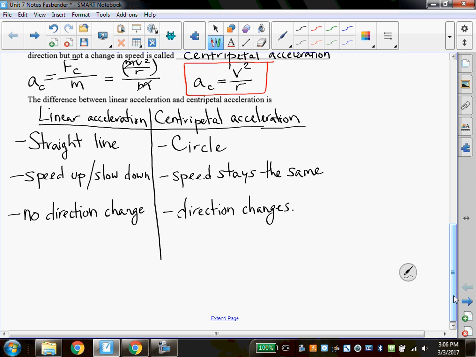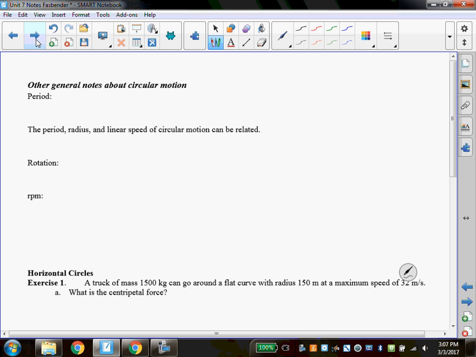So this little table is showing us the differences between linear and centripetal acceleration, right? Why are we accelerating? Is it because we are changing that speed? It must be because of linear acceleration. Is it because we are changing that direction? That must be centripetal acceleration. Now let's turn the page.